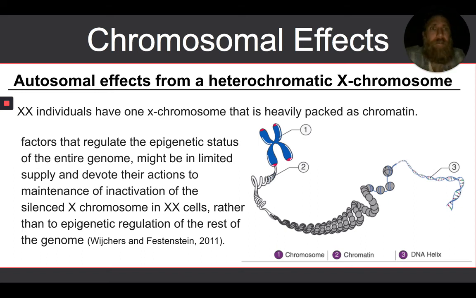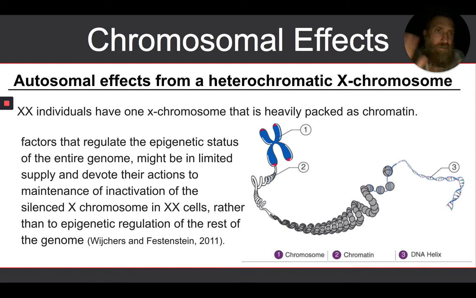Okay, so it's been hypothesized that perhaps, because the cell has this double X chromosome problem, and it's getting some help from the XIST gene, but there are other cellular mechanisms that have to devote their machinery and their time to making sure this X chromosome stays silent, those things aren't being used on the rest of the genome, the other chromosomes, the autosomes.